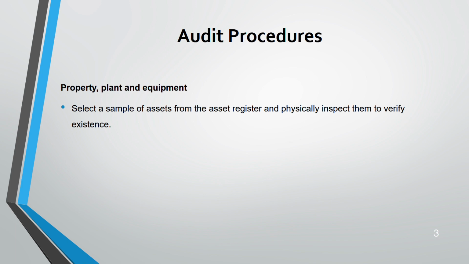So select a sample from, what is the source of evidence? Asset register. You have to mention the source of evidence, that is asset register, because in the asset register they always list, it's a list of assets. So you take a sample from the asset register and physically inspect the assets from there to verify the existence. That is one audit procedure. Whenever you are given an item, think from all the possible angles, the audit procedures that you could give. This is the way you learn audit procedure.